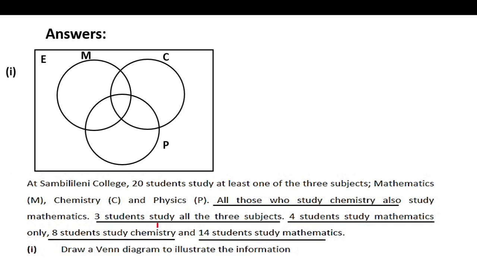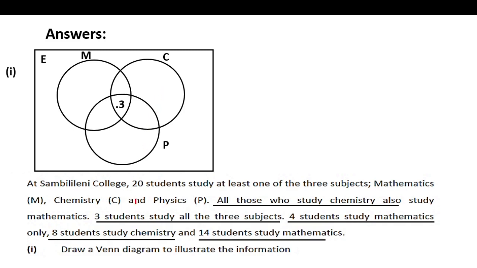All right. So when you are answering a question on sets, you start with those that study all the 3 subjects. Here, they are saying 3 students study all the 3 subjects. Since these study all the 3 subjects, they are supposed to be on the intersection of all the 3 subjects: mathematics, chemistry, and physics. So this one is supposed to be here. So 3 students study mathematics, chemistry, and physics.